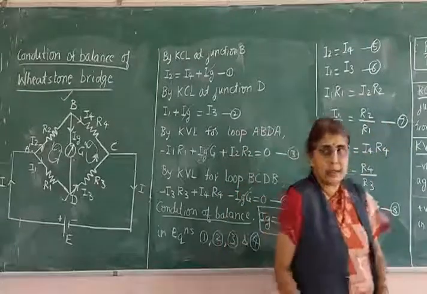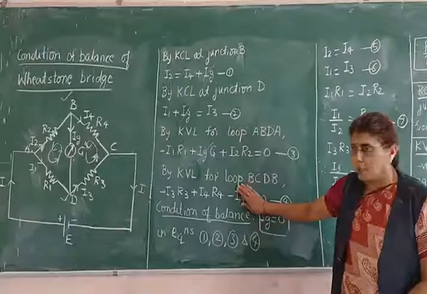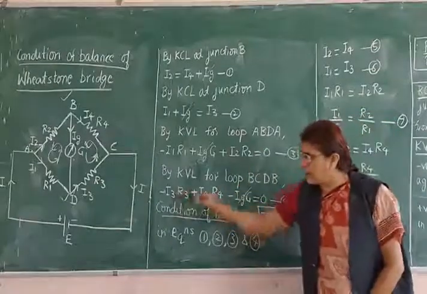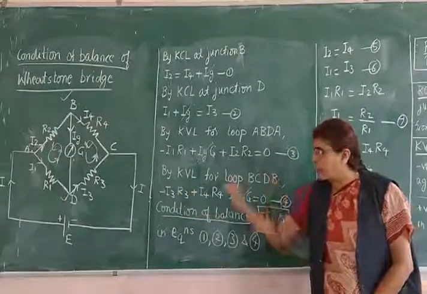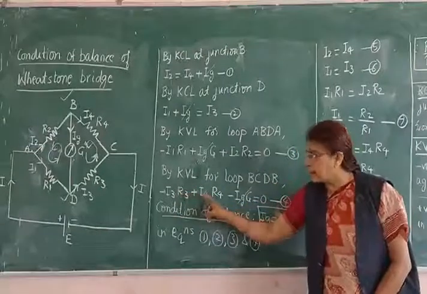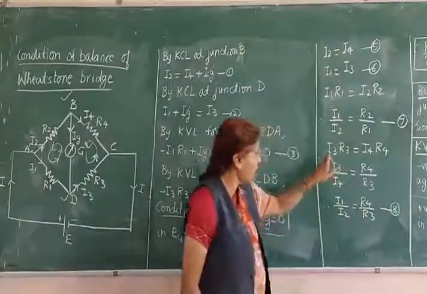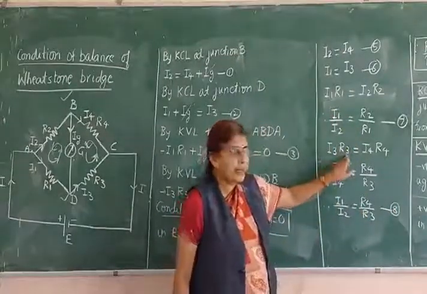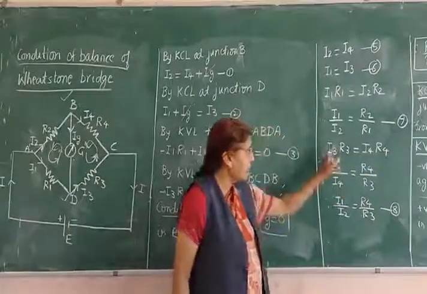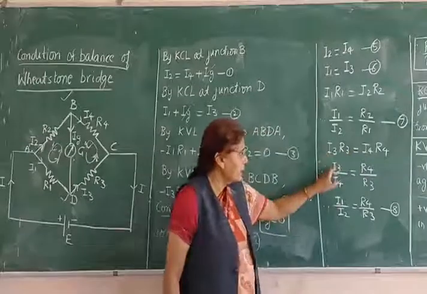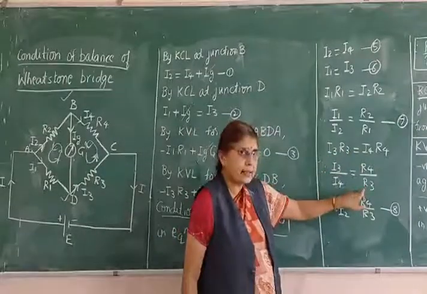Same thing we shall do in the last equation, that is equation 4. Putting Ig equals to 0, you are left with only 2 terms, one negative and another positive. You take this to the other side, it becomes plus, so you will have I3 R3 is equal to I4 R4. Again a slight rearrangement, I take the ratio: I3 upon I4 is equal to R4 upon R3.